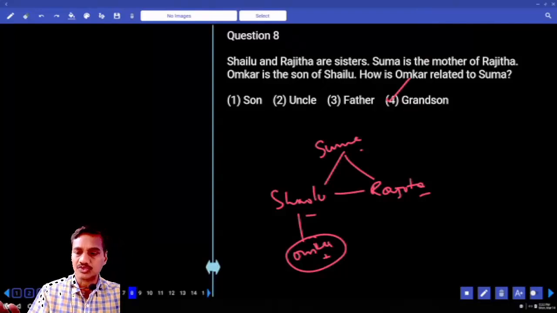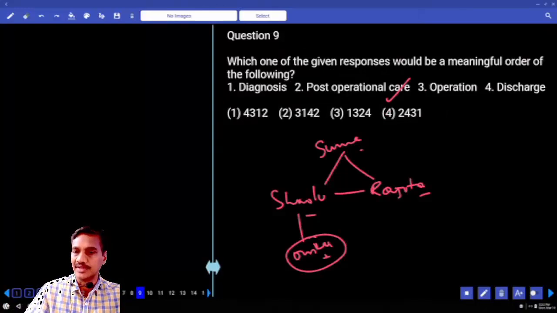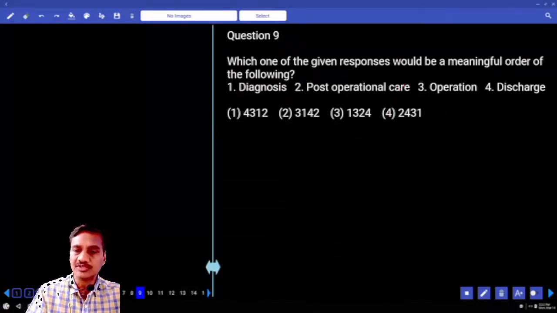Done? Now Suma's daughter is Sailu. Sailu's son is Omkar, grandson. The next one, question number 9. Which one of the responses would be a meaningful order? Now in this meaningful order, what is the order we have?